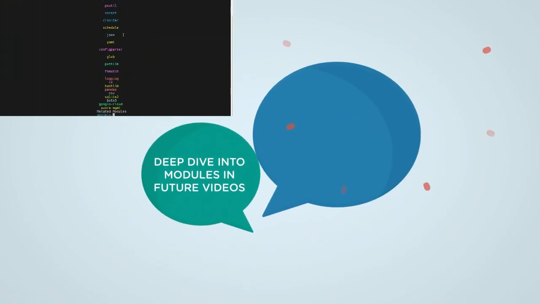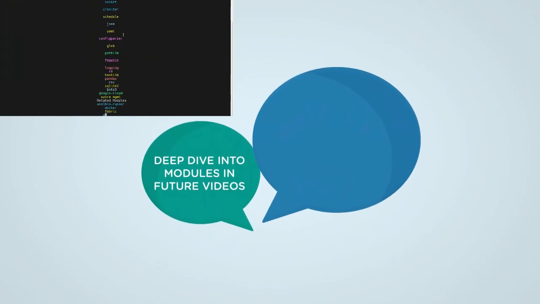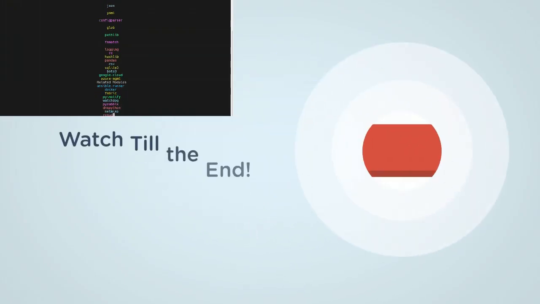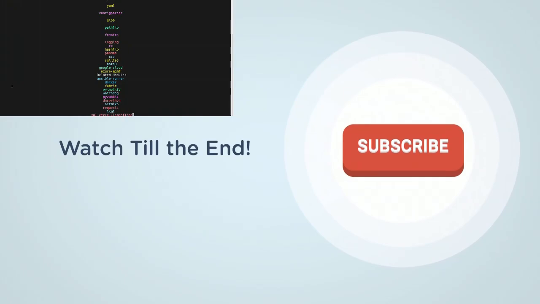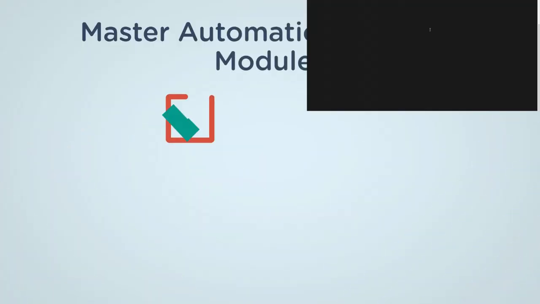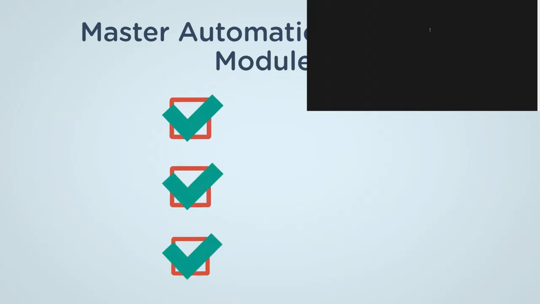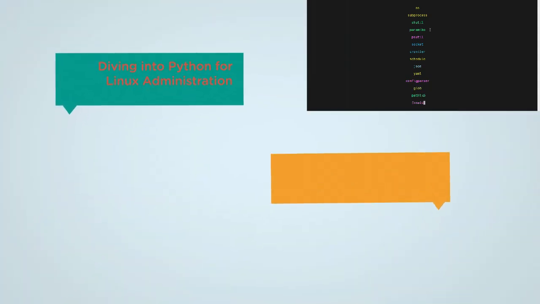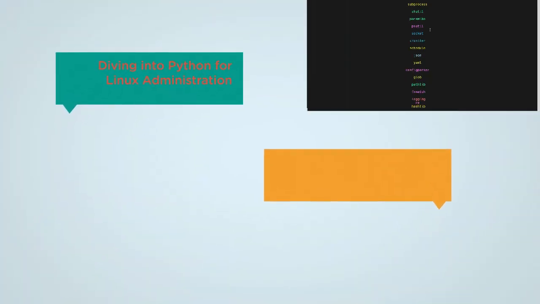In future videos, we'll go deeper into each module with hands-on examples and real-world scenarios to show you how to use them effectively. Don't skip this video. Watch till the end to see what's coming next in this series and how we'll take your Python skills to the next level. Master automation with modules like OS, Subprocess, Paramiko, Psutil, and more. Discover how these tools simplify tasks like system monitoring, user management, file operations, and network automation. Let's dive into this quick overview and set the stage for mastering Python for Linux administration.